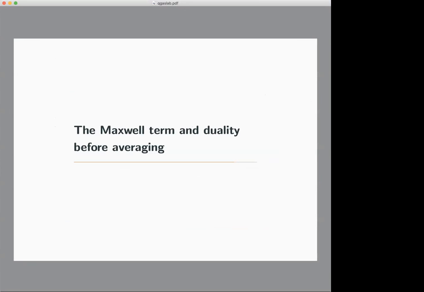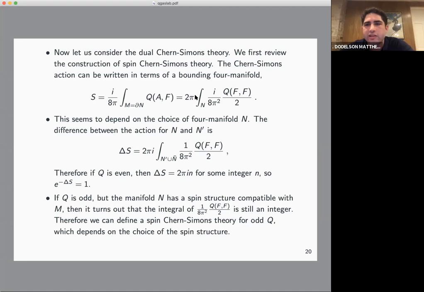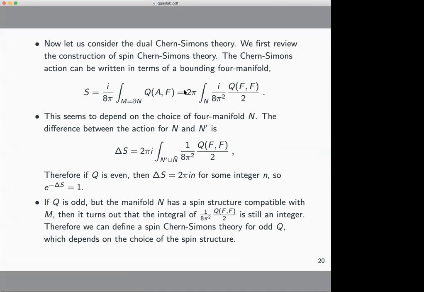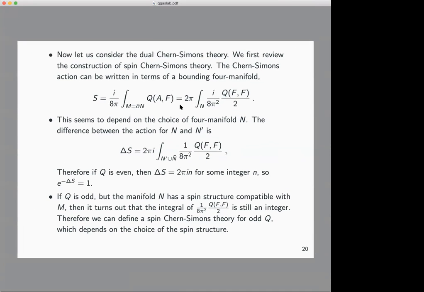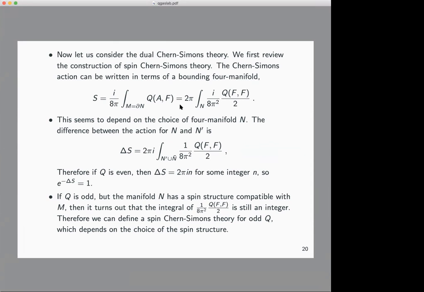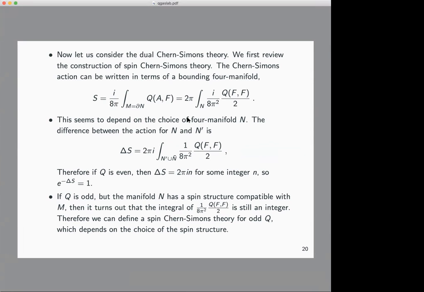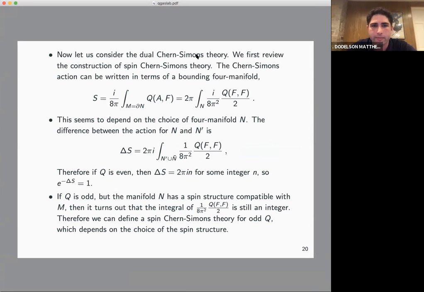Yeah, sorry. Can you just remind me what is Q of A and F? Is it the standard A dA plus 2/3 A cubed? Yeah, but this is abelian, so yeah. Oh, I see. So just A dA. Yeah, A with F. I think you can also consider the non-abelian case, but here it's just abelian. Okay. And so Q of F, F would be F wedge F. Yeah, but with this additional Q index. I mean, it depends on the quadratic form Q. Okay, but in your formula, they're the same quadratic form? Yeah, the same one. Okay, good.